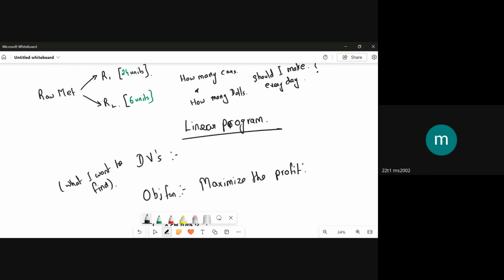So I will have decision variables x1 and x2, or you can call them y1, y2, z1, z2, p1, p2, whatever you want. x1 and x2, there are two decision variables. One is going to be the number of cars to make, and x2 is going to be the number of dolls that I have to make. That is going to be my two decision variables.